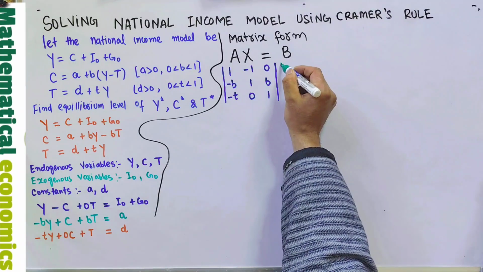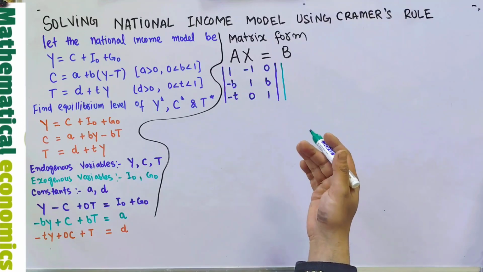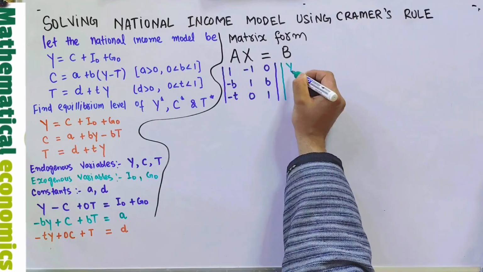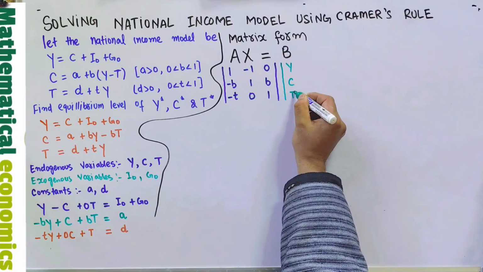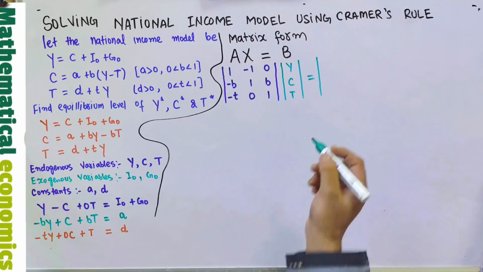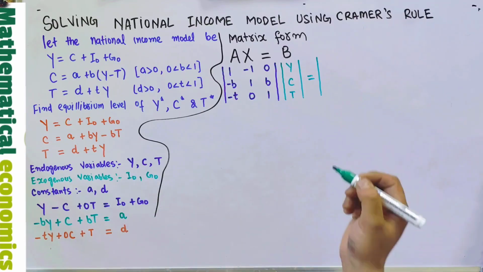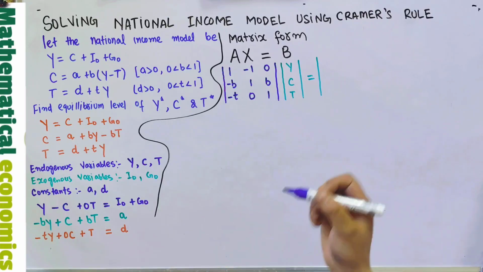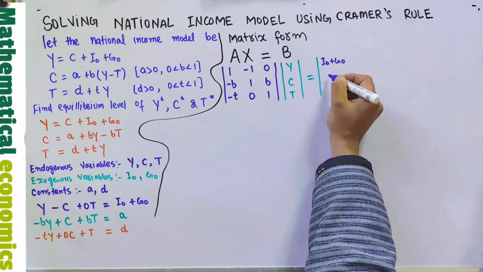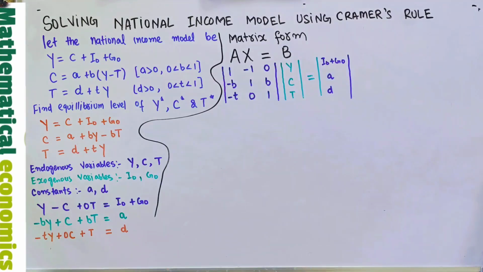Times x, what is x? X is called the solution vector, and it will be a vector of the values of y, c and t that we are supposed to find out. So it denotes y, c and t, should be equal to b. And what is b? B is the vector of constant terms, that is this very vector here. Let's write it here. We have I naught plus g naught, then we have a, and then we have d.